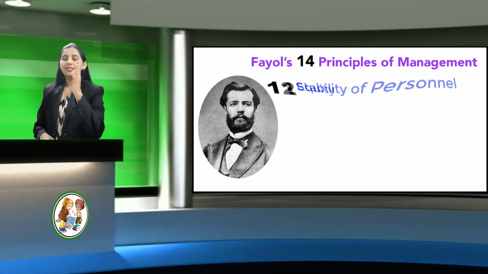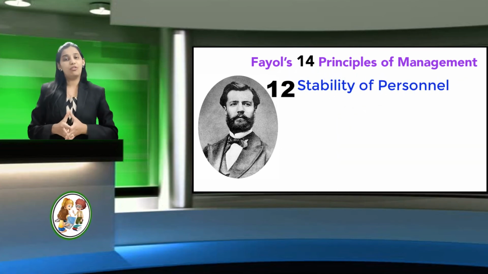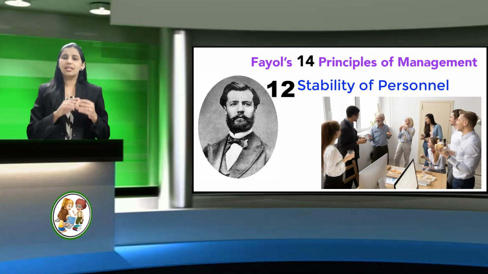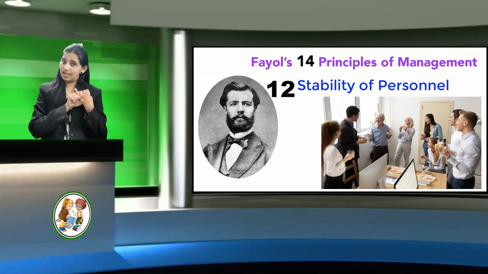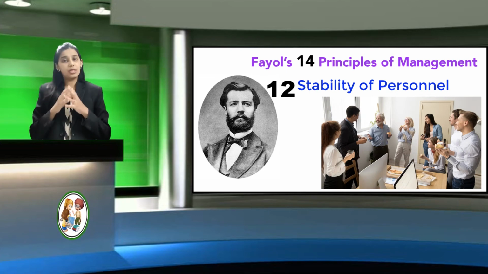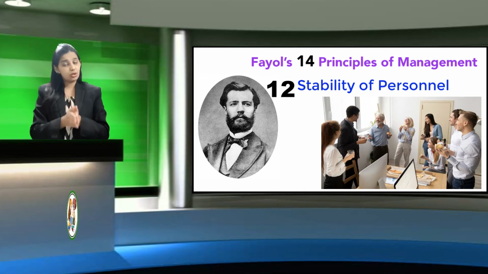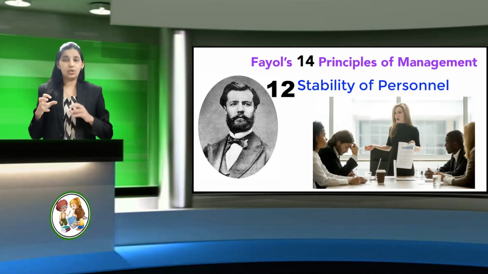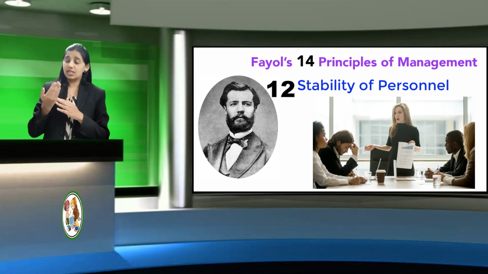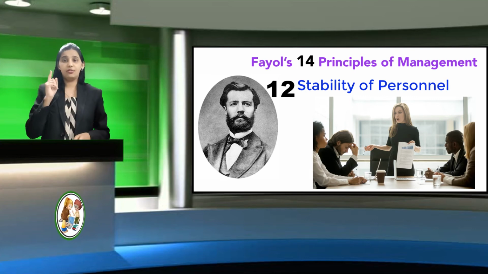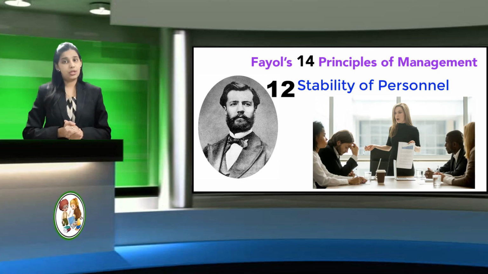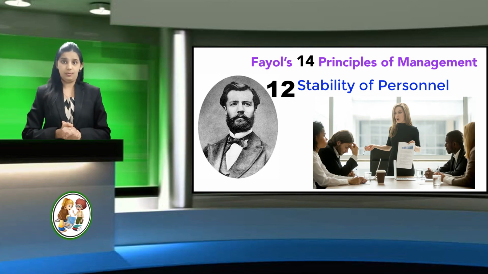The next one, that is the 12th principle, is the stability of personnel. What does it mean? It means that there is no frequent termination and transfer. Management must provide a feeling of job security among the employees. If a particular employee is insecure about his or her job, then this feeling might affect his or her efficiency while doing the work. Steps like termination or transfer must be taken only when they are unavoidable.